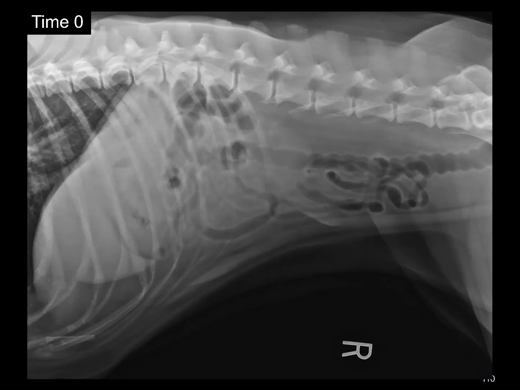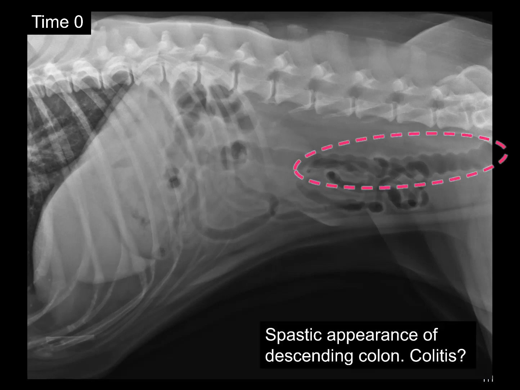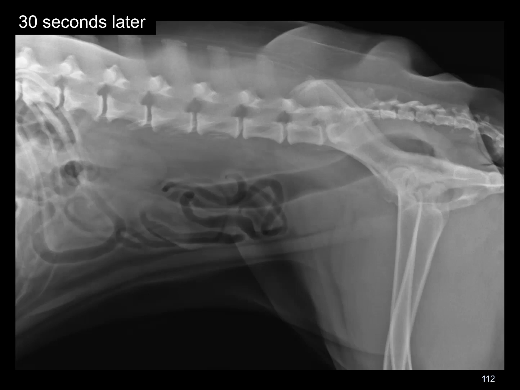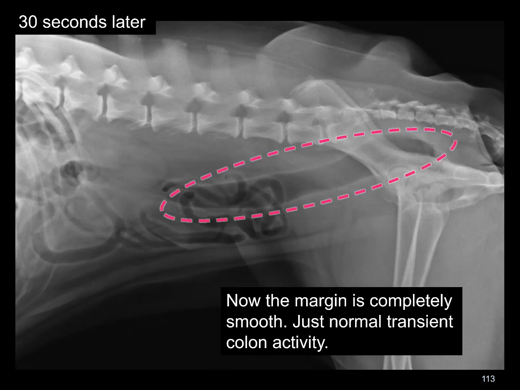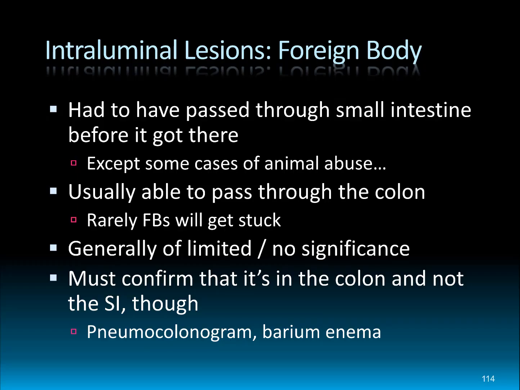These are survey radiographs on a dog, and here in that descending colon, we see this spastic or hypersegmented or corrugated appearance of the colon, a very wavy, irregular serosal edge and even mucosal edge. And that looks abnormal. It could be colitis, but then in another radiograph, just seconds later, it's completely smooth, with no evidence of that spasticity or hypersegmentation whatsoever. So that was just normal transient colonic activity and does not represent colitis.